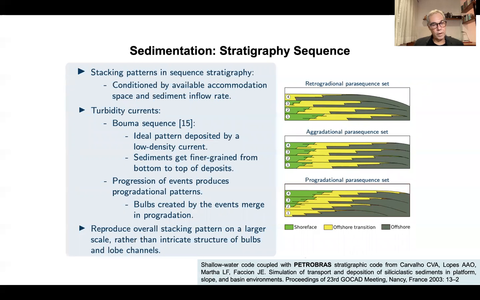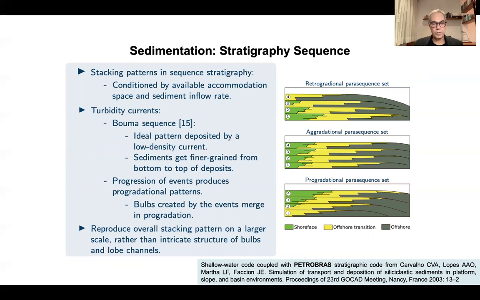What is more of our interest here is coupling the shallow water equation with sedimentation. Basically, we are looking for coupling this to mimic the stratigraphy sequence, I mean, the history of sediment deposition in this area. So we're looking for stacking patterns in sequence stratigraphy, which are conditioned by the available accommodation space and sediment inflow rate.